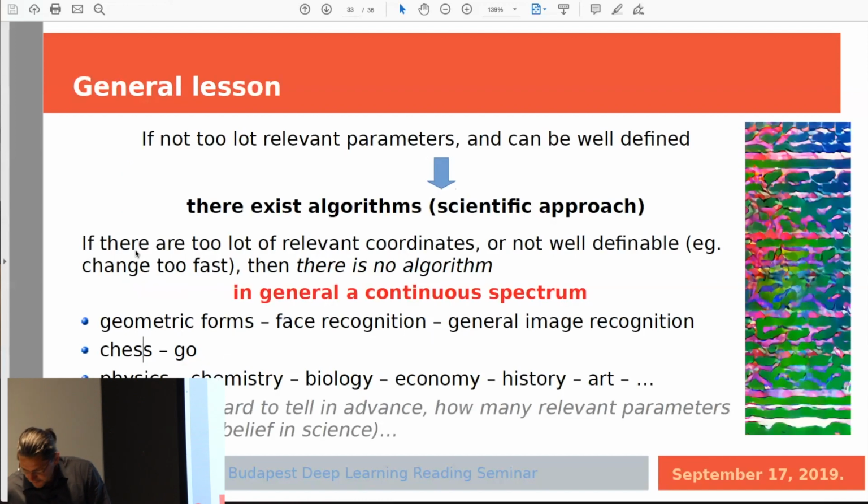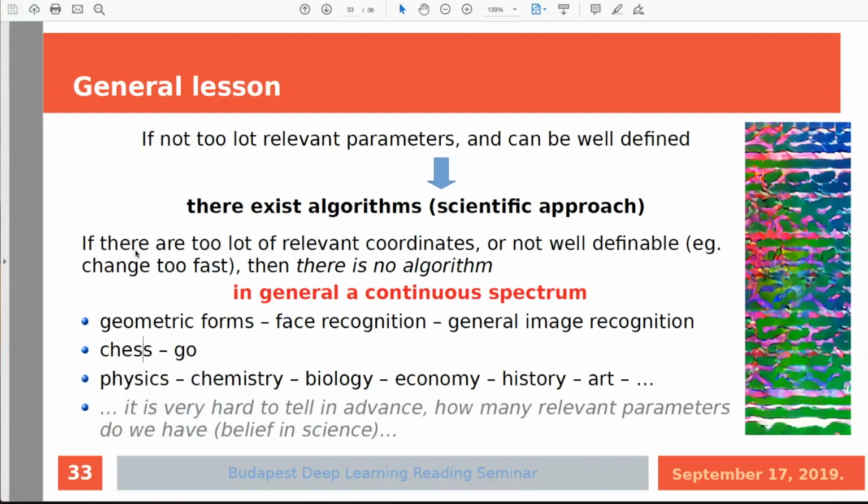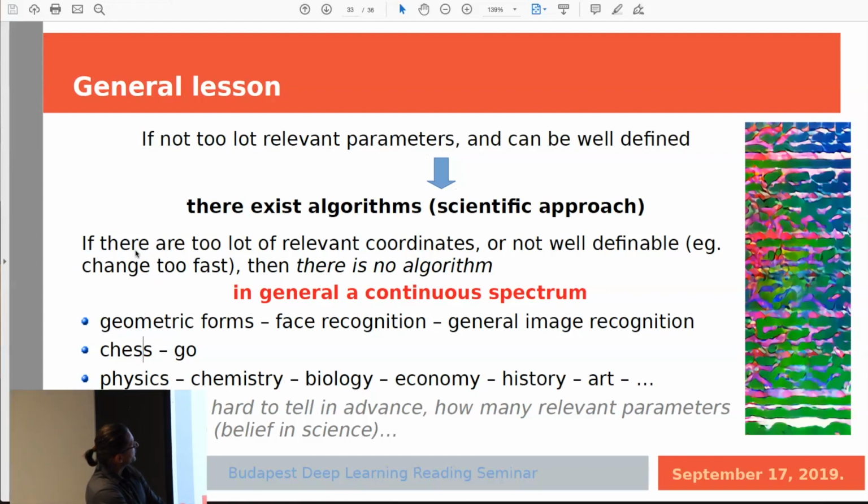But how to go on? So the general lesson is that if there are not too many relevant parameters, and these parameters can be well defined, then there exists an algorithm. This we call a scientific approach.